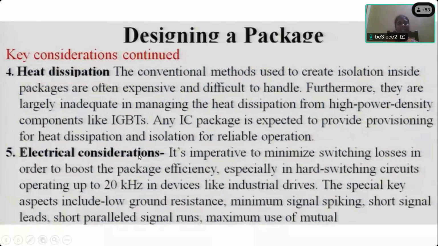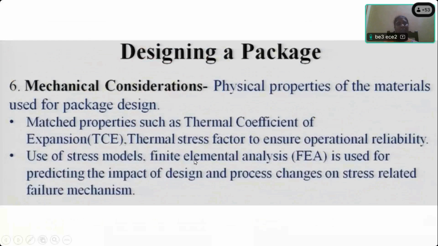Next, electrical considerations. So we are having the IC, everything is good. How is it favorable for the electrical connectivity? Any spikes that are coming out, any signal runs, any grounding, is it done properly in the IC. All these things will be taken care of. And what is the operation frequency? All this will be taken care of by giving electrical considerations while doing packaging.